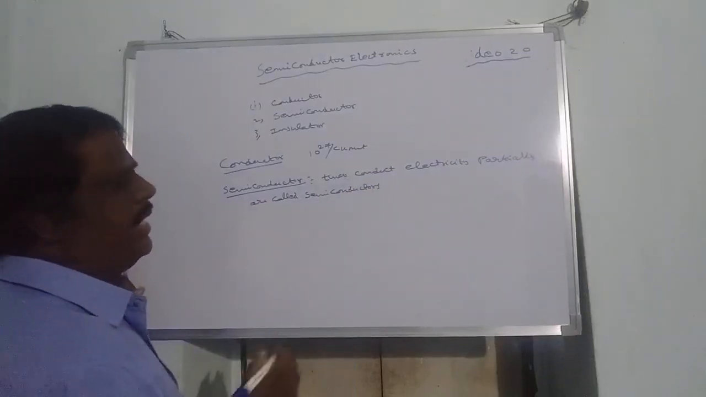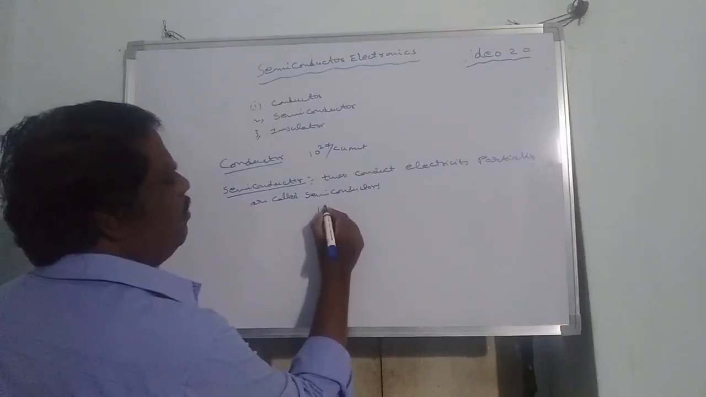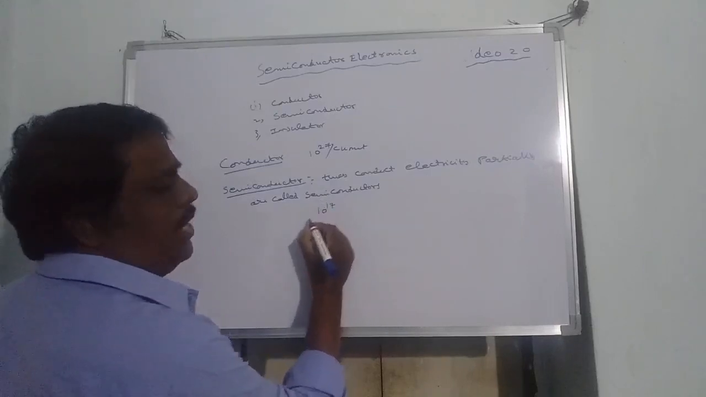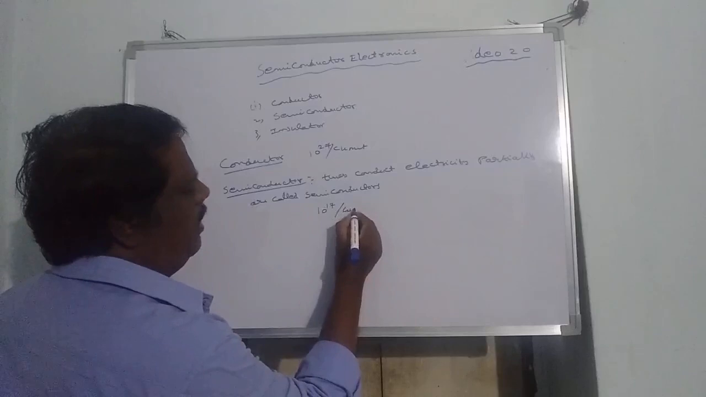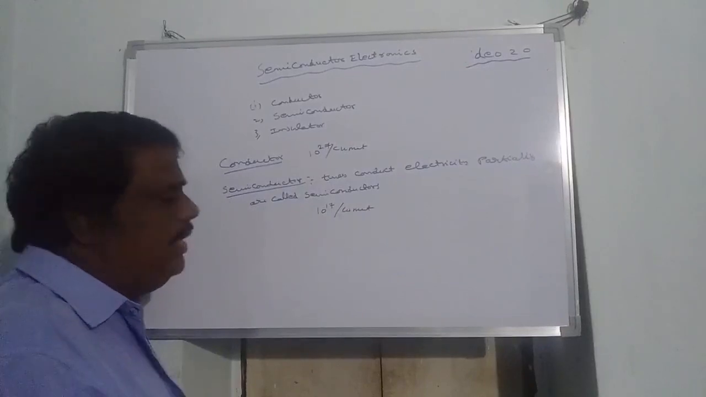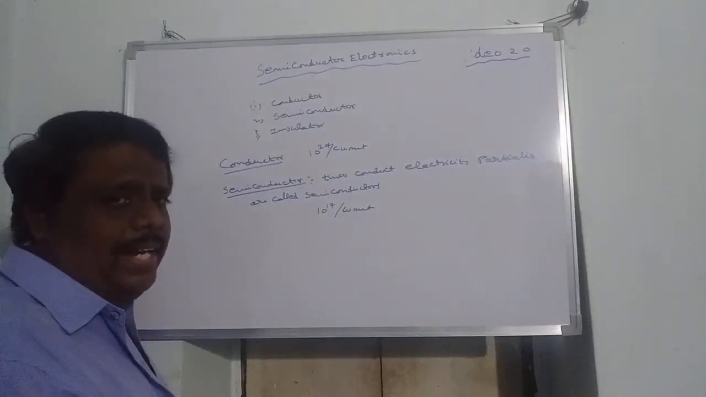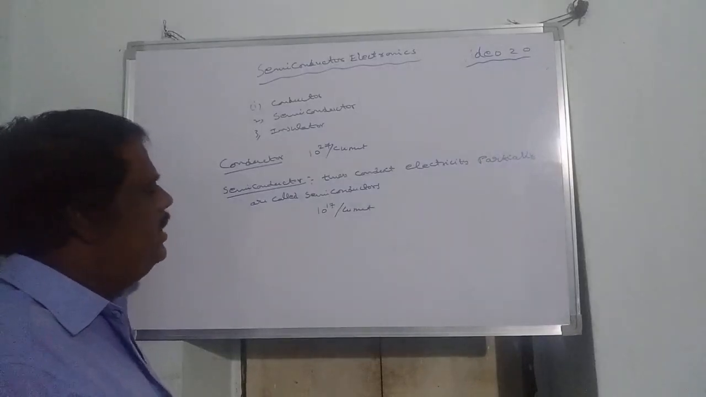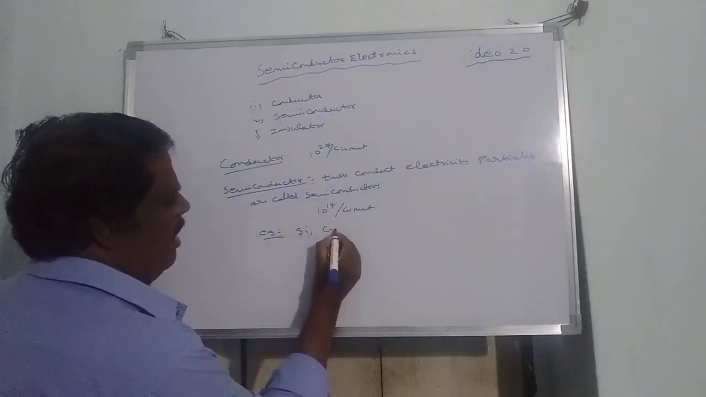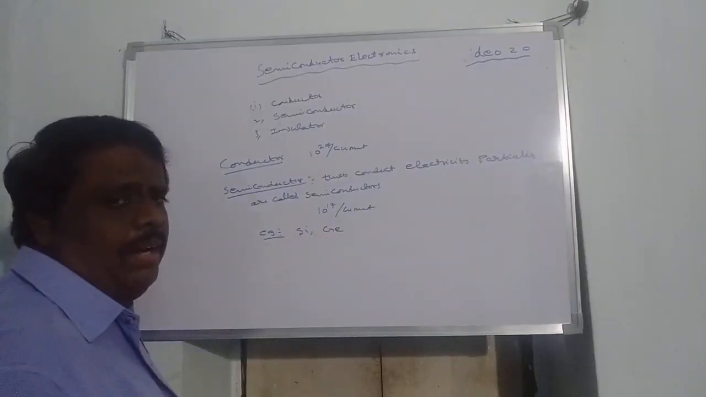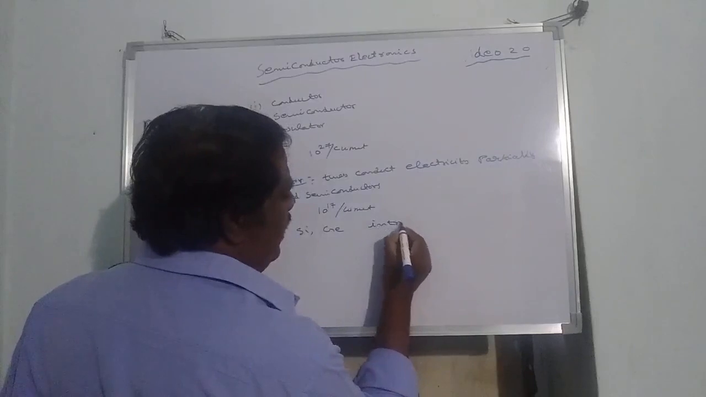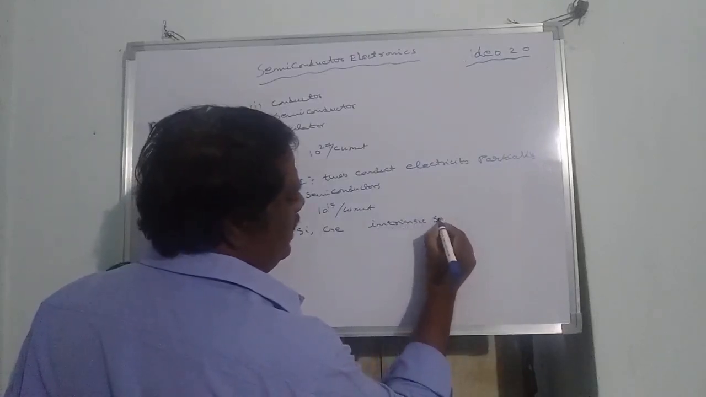In these semiconductors, the free electrons per cubic meter volume are only about 10 to the power of 17 per cubic meter. So compared with conductors, free electrons are fewer in semiconductors. That's why they can carry electricity but only partially, so they are called semiconductors. The best examples of semiconductors are silicon and germanium. These are pure semiconductors, also called intrinsic semiconductors.